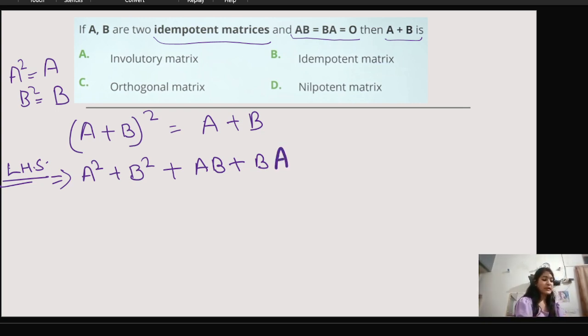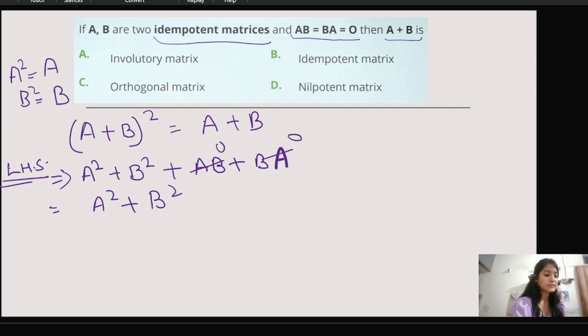Okay. So this AB and BA is equal to 0. So no need to write here. This will become 0 because this is equal to the null matrix. If we are adding any 0 matrix, we get the same matrix, so no need to write them. So it will become 0. So from here we are getting A square plus B square.